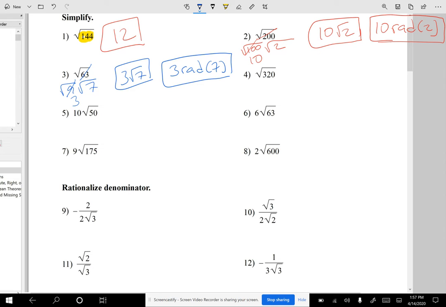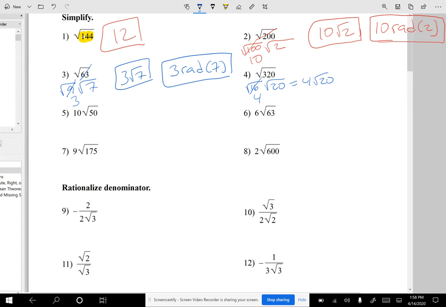Now, what if the number is too big? 320. Then it might take us a few steps. Let's start by thinking 2 numbers that multiplied equals 320. I'm going to think of 16 times 20. Square root of 16 is 4. So that gives me 4 radical 20.